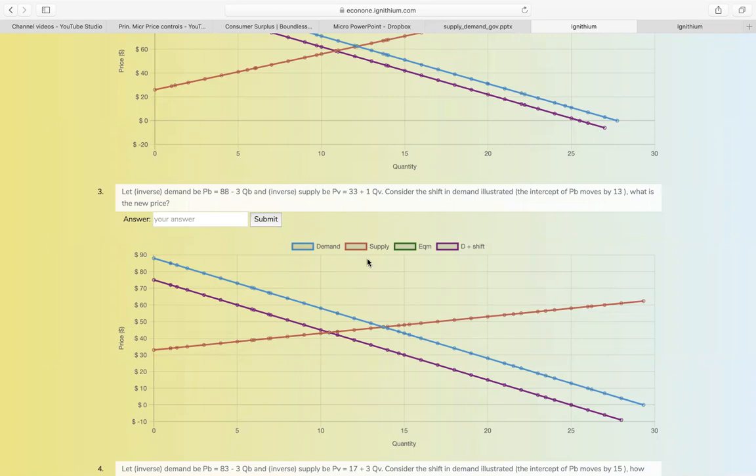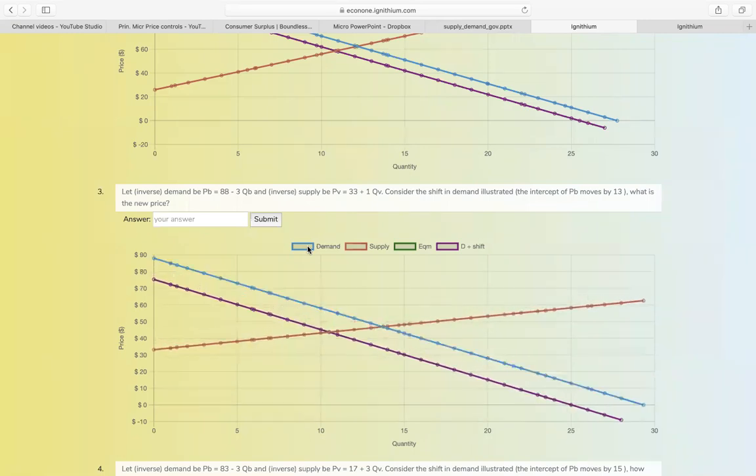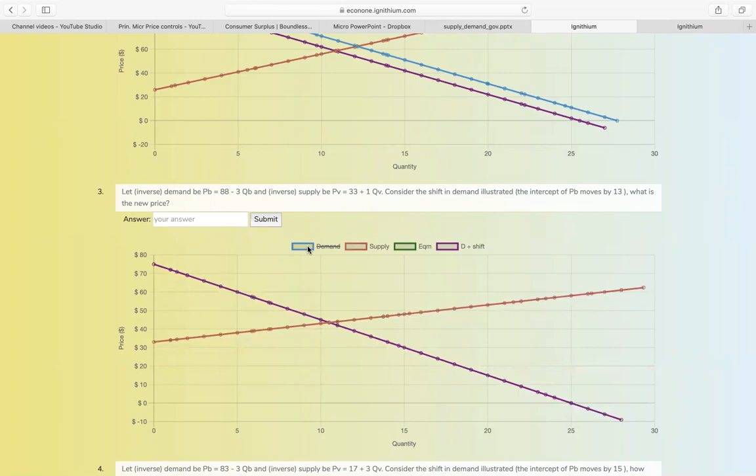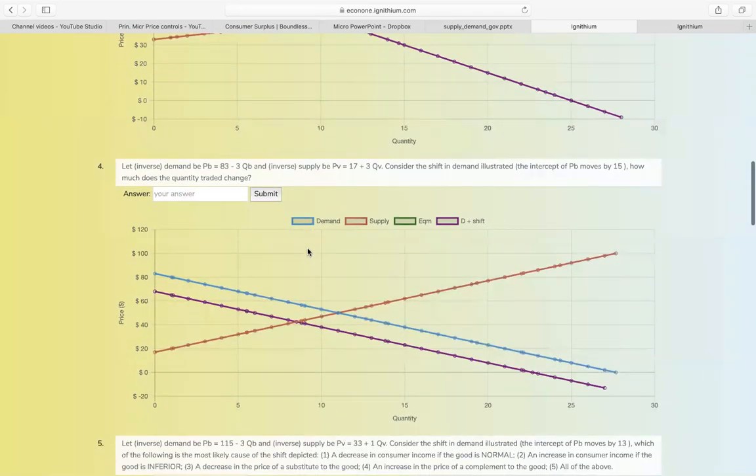So now we want the intersection of the new demand curve and the supply curve, because the supply curve hasn't changed. So I'm just going to turn off the graph for the original demand curve so I can see more clearly. Okay, and now we go to question number 4.